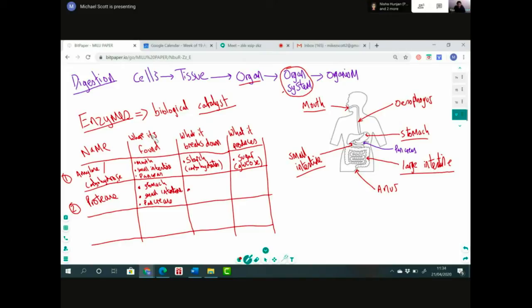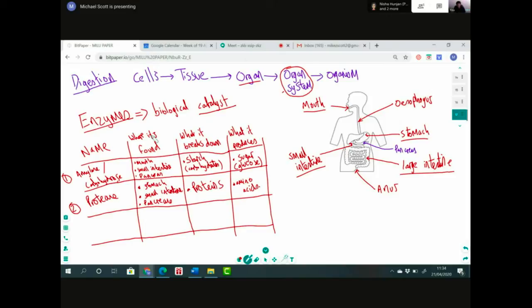Protease breaks down proteins. And we need proteins in our diet for growth, for repair. We typically find proteins in foods like chicken and fish. But it's the protease in our body that breaks down those proteins and turns them into amino acids.